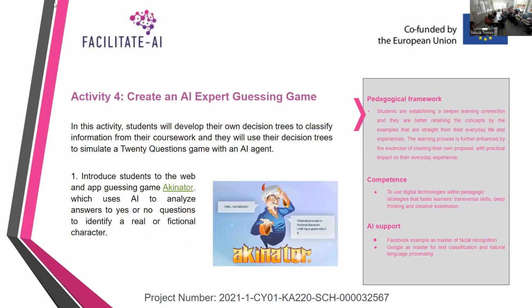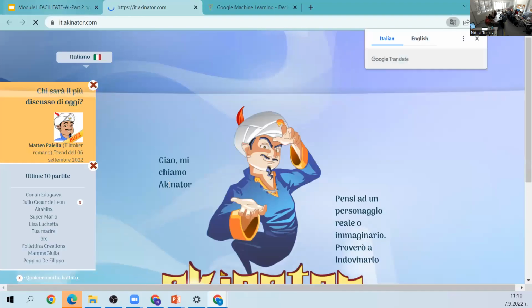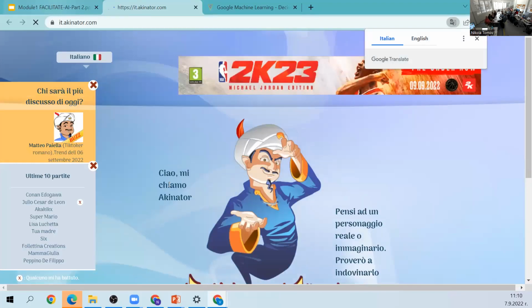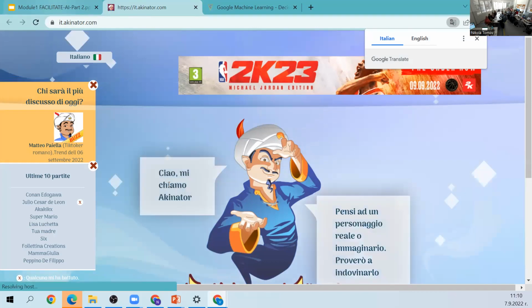And then they will try a guessing game. Akinator is a guessing game where you can pick a character, and it helps the student to question to understand what the result is.